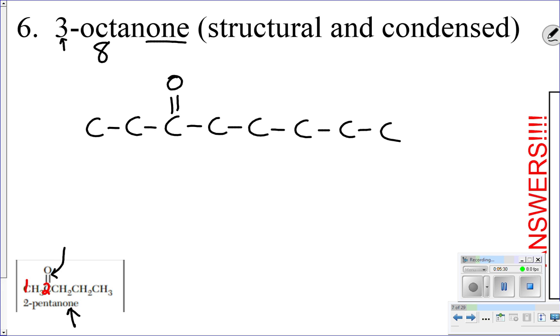Now I need to make sure that everyone has 4 bonds. My first carbon has 1, 2, 3, 4. Second carbon, 1, 2, 3, 4. My third carbon already has 4 bonds. Fourth carbon needs 2 more, and I'll complete the rest of the molecule, which from there on out is pretty much just a straight chain alkane.